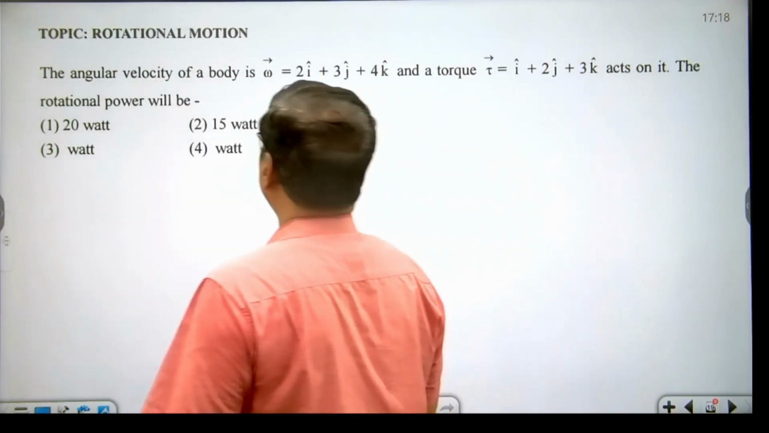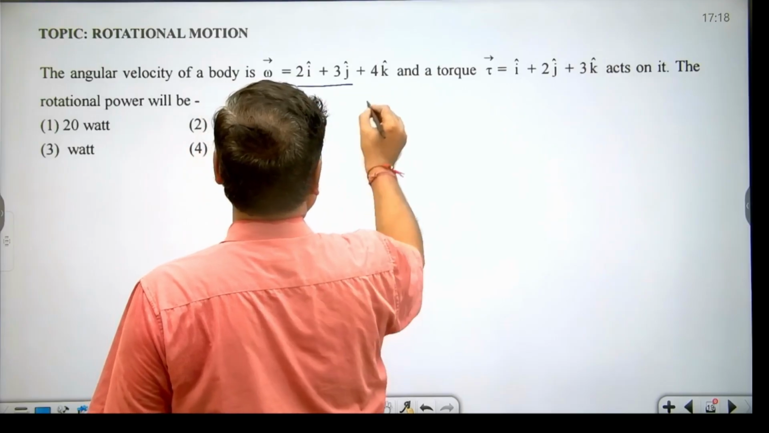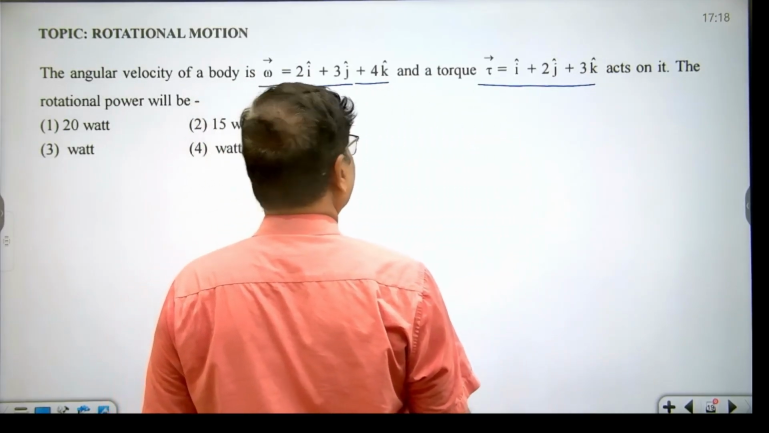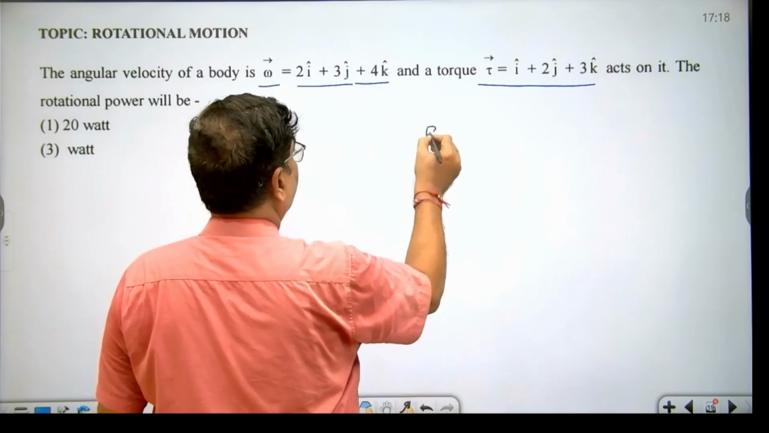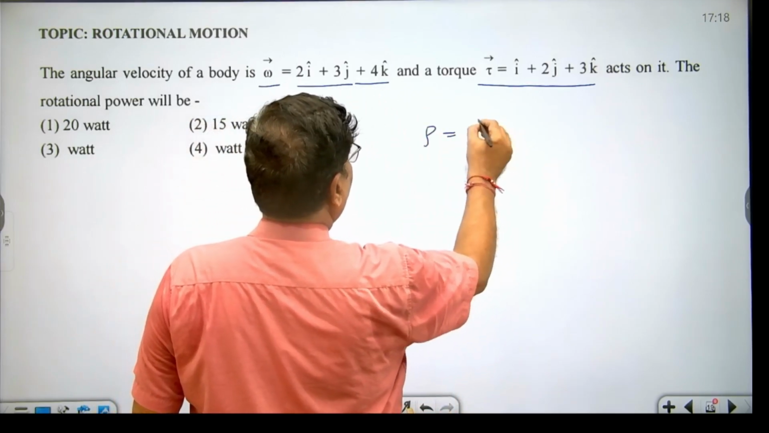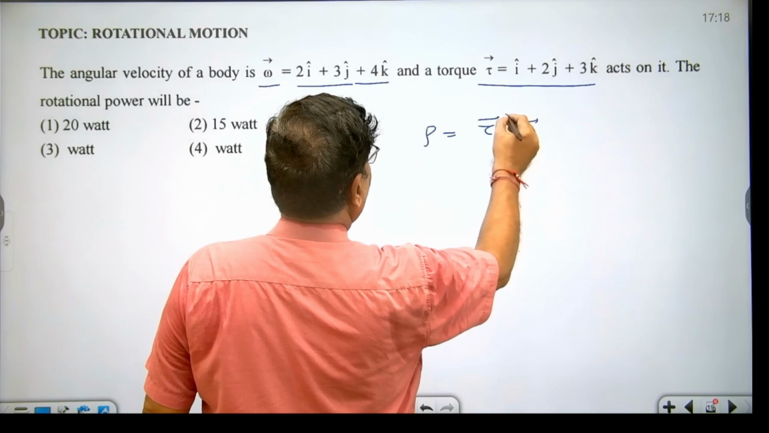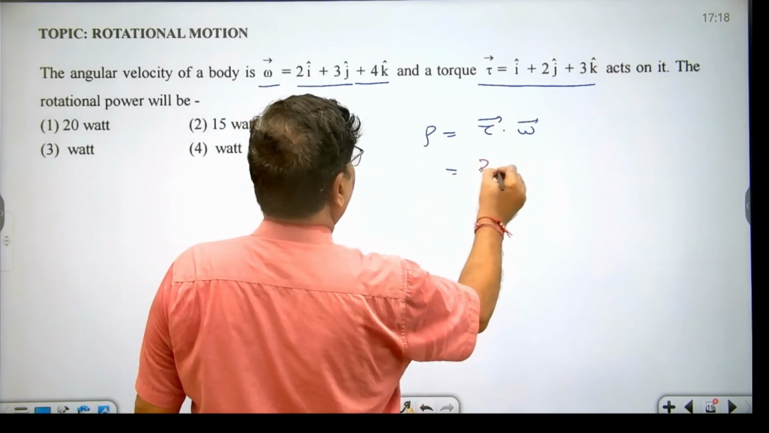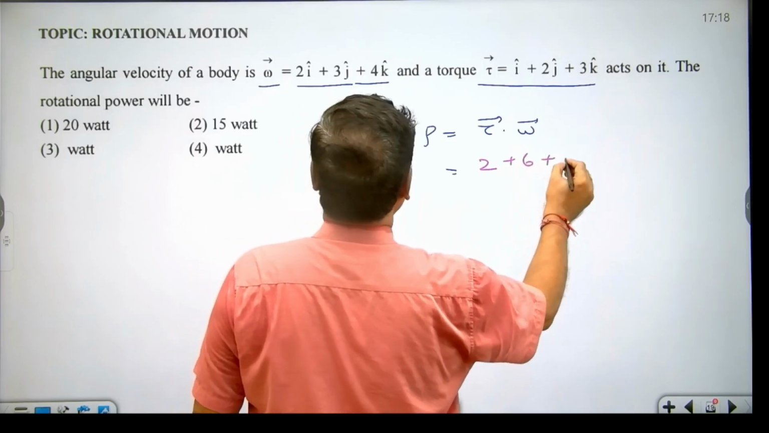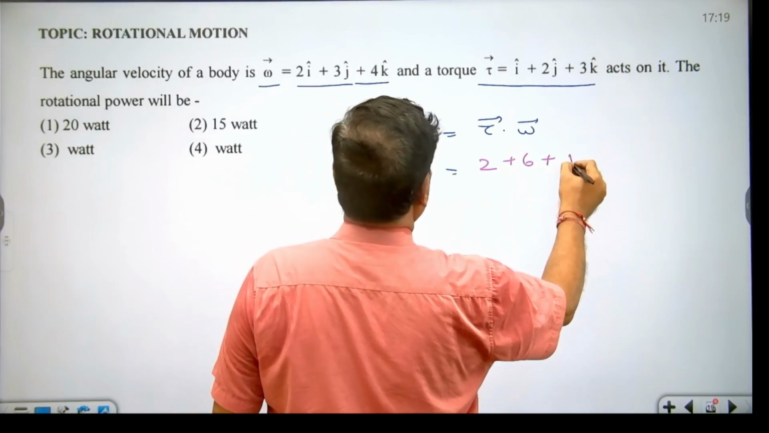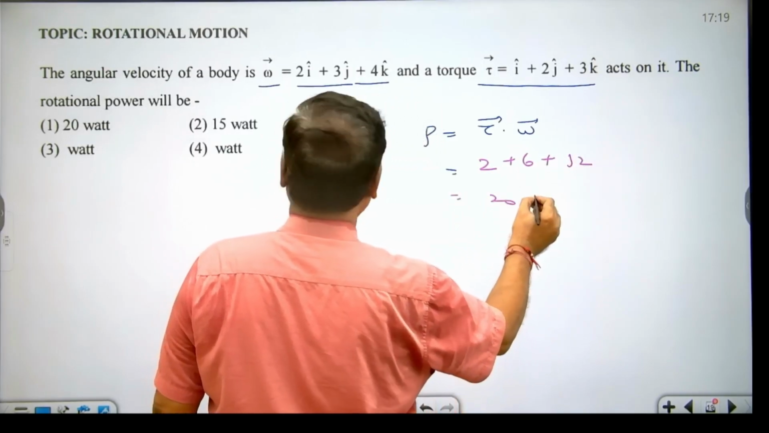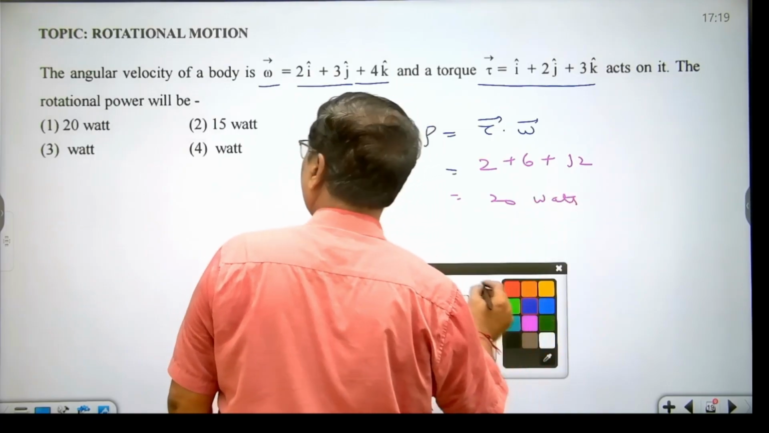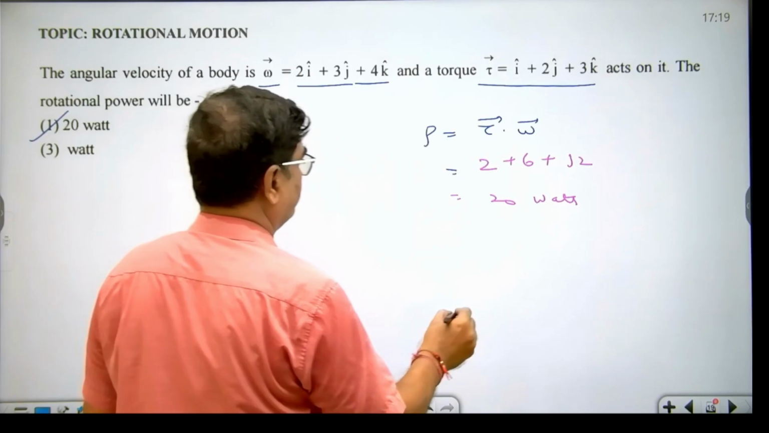The angular velocity of a body is omega equals 2i cap plus 3j cap plus 4k cap and torque equals i cap plus 2j cap plus 3k cap acts on it. The rotational power. Power equals tau dot omega. Make the scalar dot product. We will get i cap dot i cap, 2, j cap dot j cap, 6, k cap dot k cap, 12. This is 20 unit. So out of 4 choices, the correct answer is option 1.